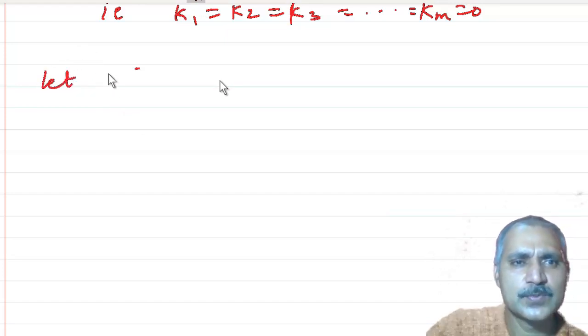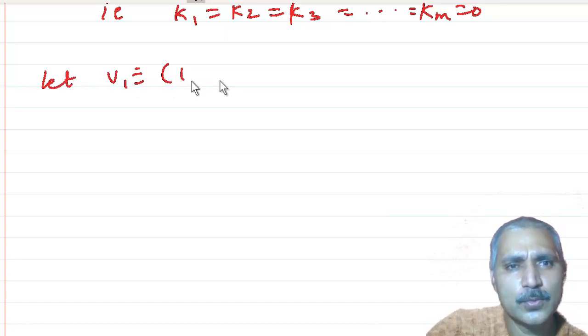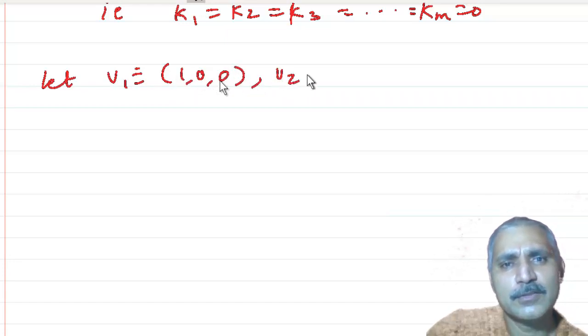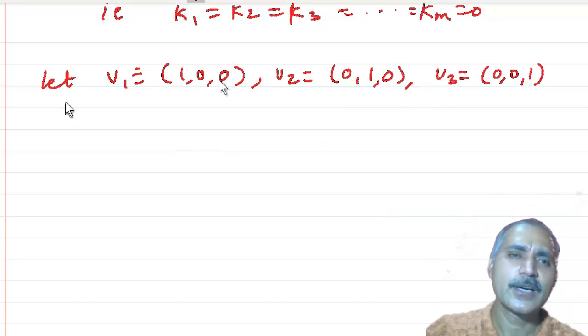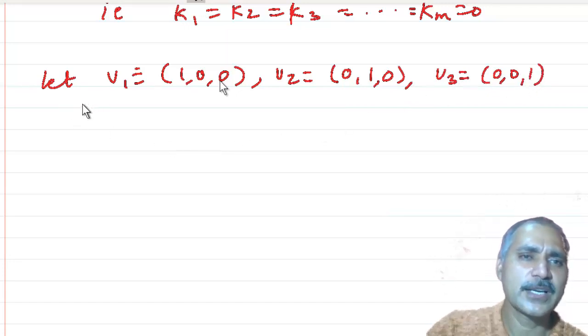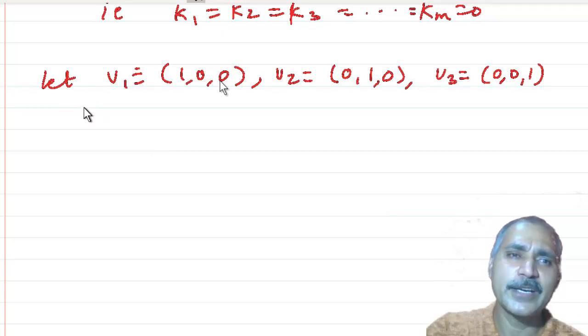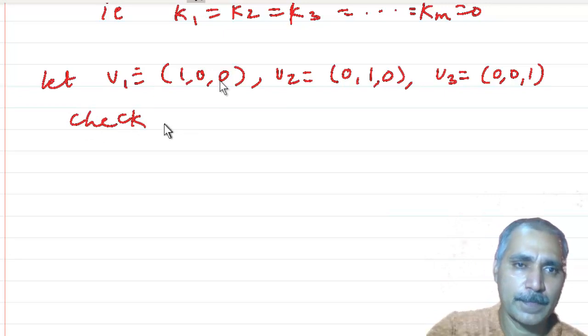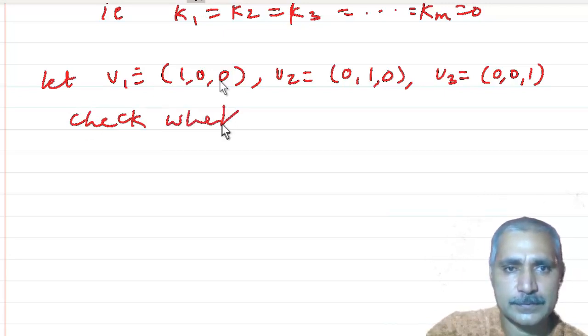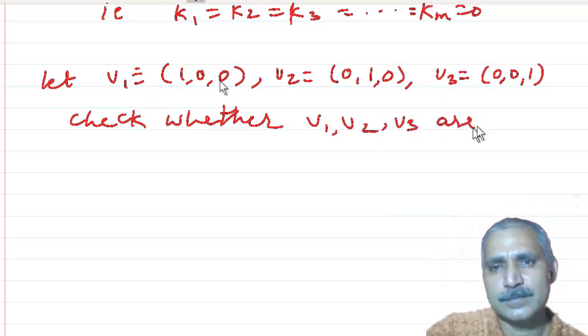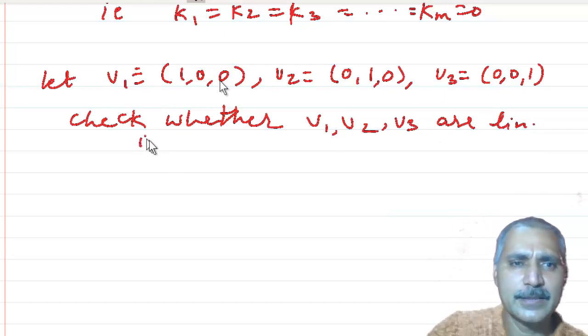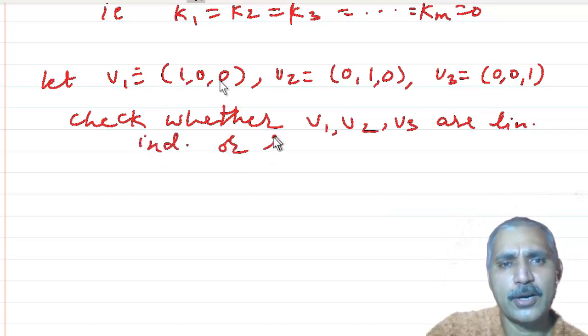Let v1 is equal to 1, 0, 0, v2 is equal to 0, 1, 0, and v3 is equal to 0, 0, and 1. Now we have to check whether v1, v2, v3 are linearly independent or linearly dependent.